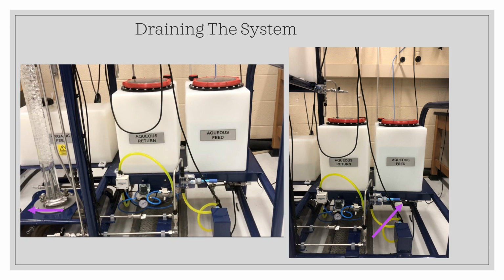The acidic aqueous solution in the aqueous return tank in the pilot equipment must be titrated as part of the cleanup procedure as well. In this lab, 1 molar sodium hydroxide should be used to titrate the aqueous return. The first step of this process is to take a sample from the aqueous return tank from the valve shown in the right picture with an arrow, and titrate it to calculate the required amount of base that must be added to the aqueous return tank to neutralize the solution.